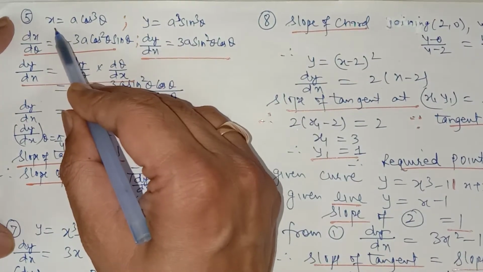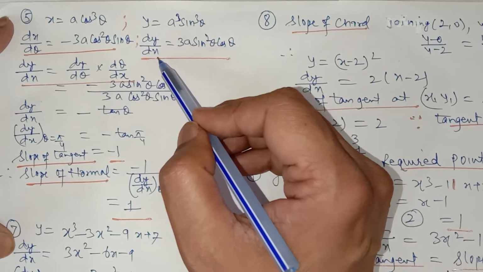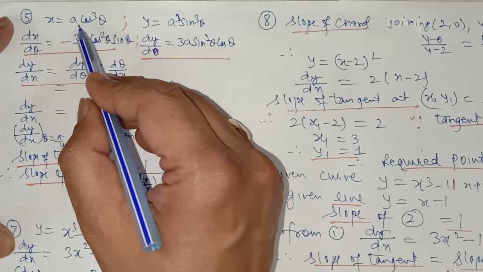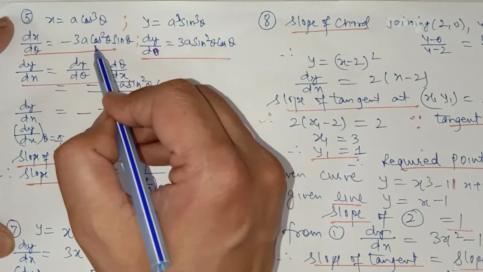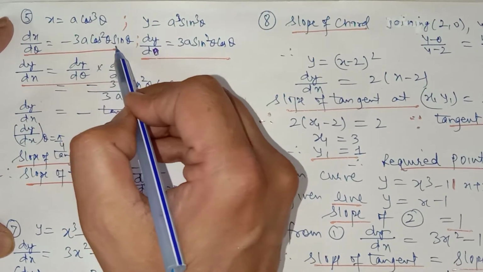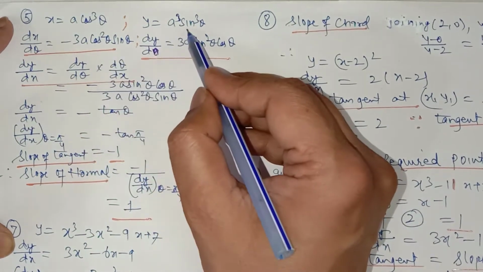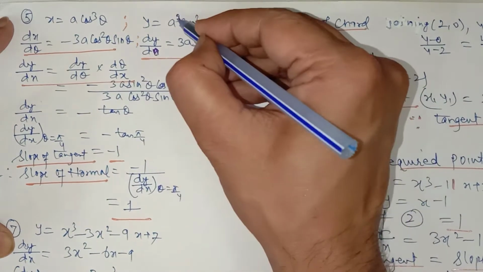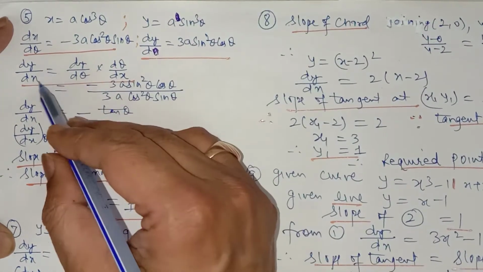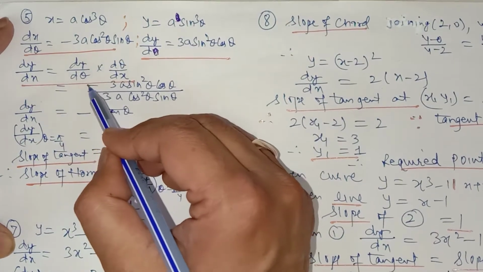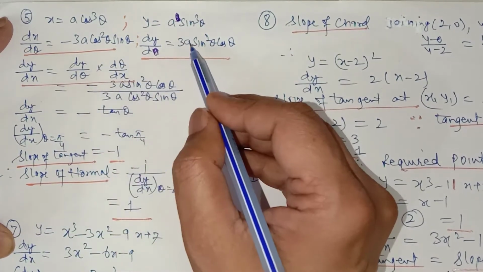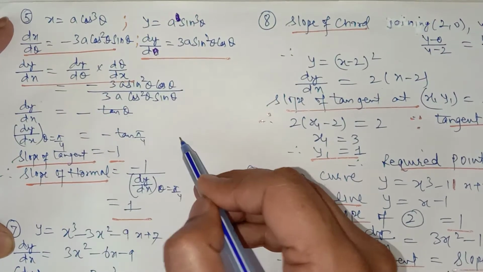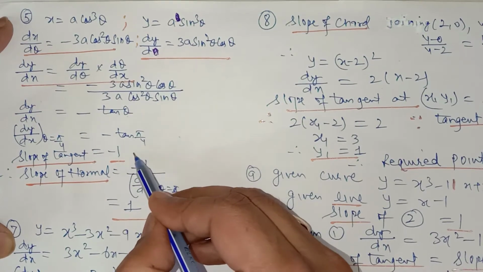So first of all you find dx upon d theta, and you find dy upon d theta in the second term. The derivative of this is 3 cos squared theta into minus sin theta, which comes out to be minus 3a cos squared theta sin theta. Dy upon d theta will be 3 sin squared theta into cos theta, and this is only a. Now dy upon dx by the chain rule is equal to dy upon d theta into d theta upon dx, which comes out to be tan theta. Replace theta by pi by 4, which gives the slope of the tangent as minus 1.